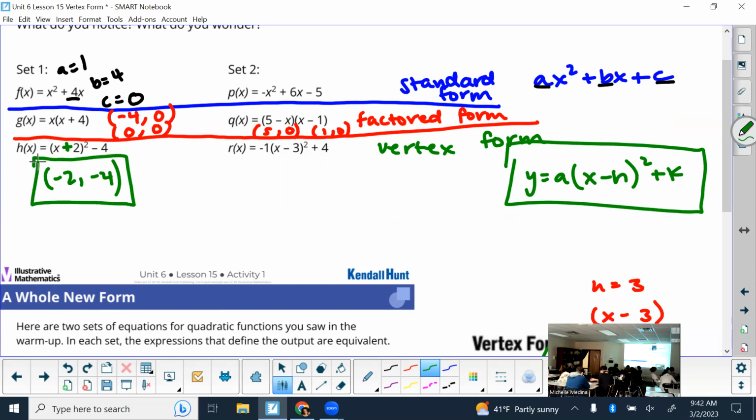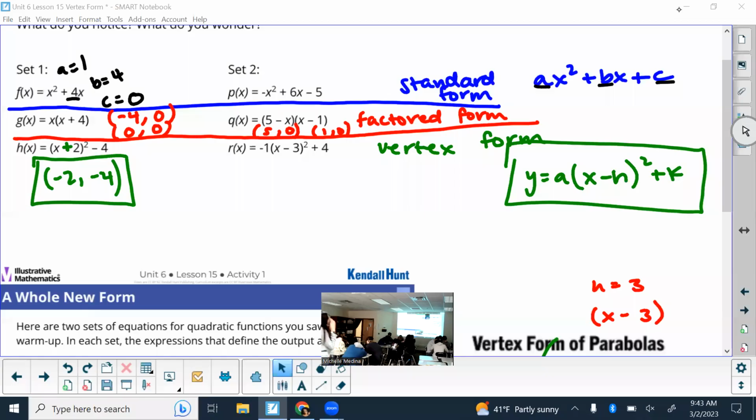Now think to yourself again, maybe write it down as an example if you want. But for r of x, think about what the vertex is without saying it. All right, so table 3, what do you think the vertex is for r of x?